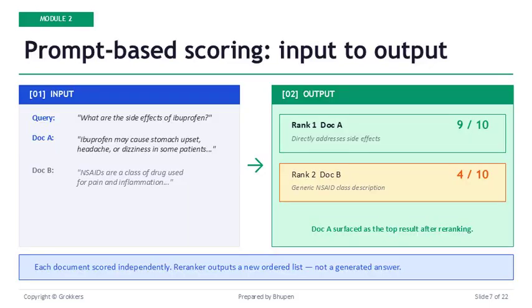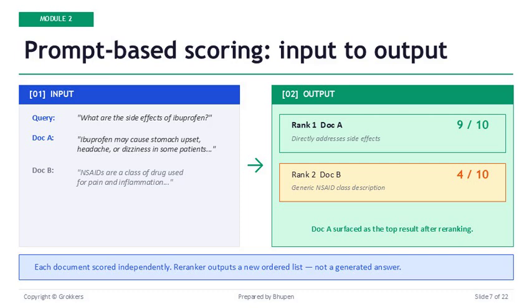Let us walk through a real example so this clicks. Someone searches, what are the side effects of ibuprofen? 2 documents come back. Doc A talks specifically about stomach upset, headache, and dizziness from ibuprofen. Doc B gives a general overview of NSAIDs as a drug class. Now, a vector search might rank these similarly. Both are semantically close to the query.